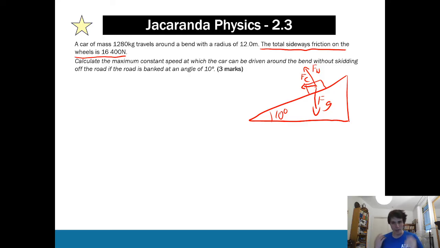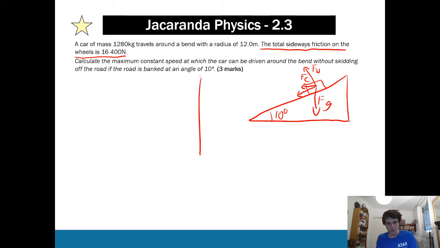Now, moving at a maximum speed, i.e. if we're trying to travel as fast as we possibly can, we can assume that our frictional force is going to be pointing down the plane to stop us from slipping up the plane. Because if we were traveling too fast, we would start sliding up the plane, we would skid out of the road, and so our frictional force, we can assume, is pointing down like that.